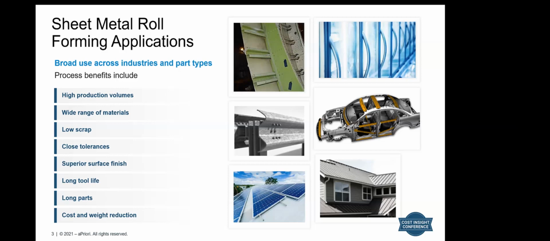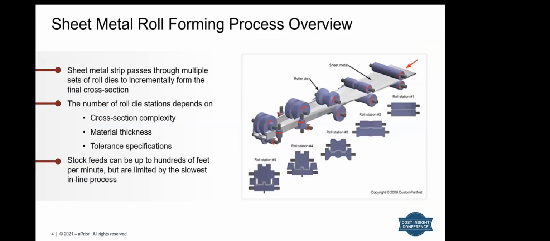Another benefit is that you can achieve cost and weight reduction with roll forming, particularly for parts that formerly were stamped. Roll forming can form higher tensile strength materials like ultra high strength steels than cold stamping can, and it can do it more economically than hot stamping.